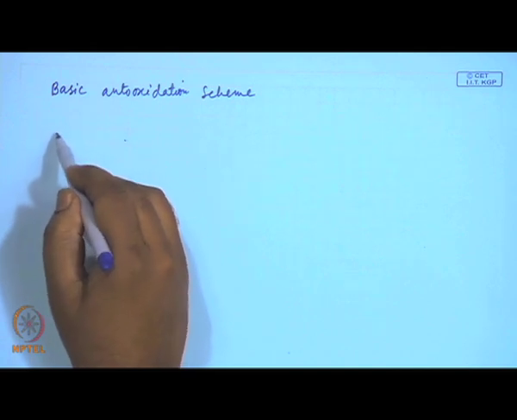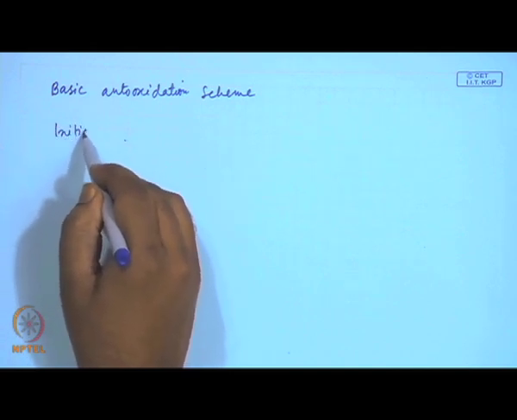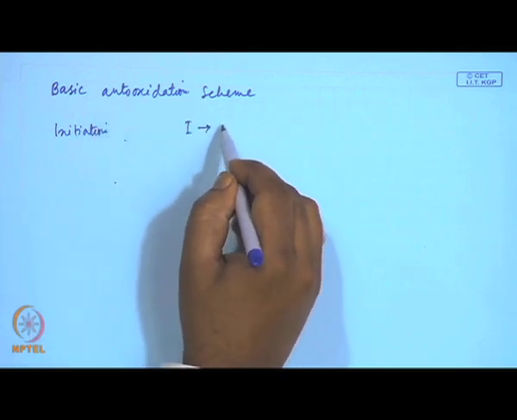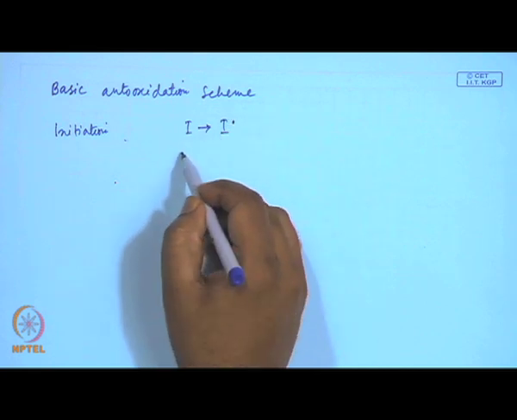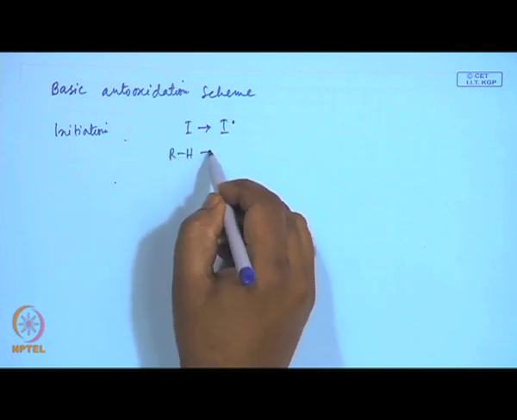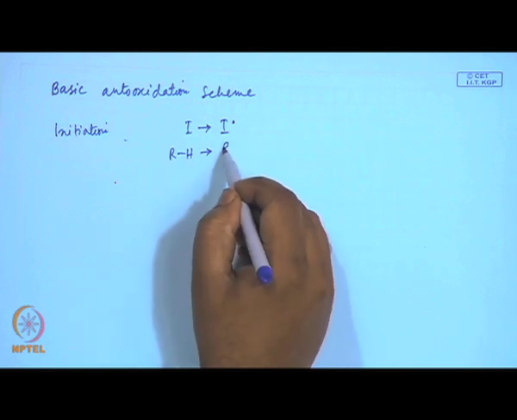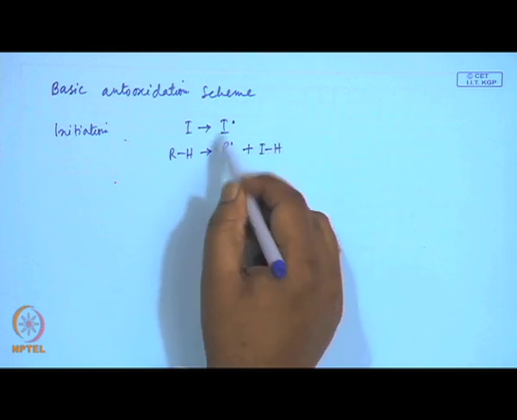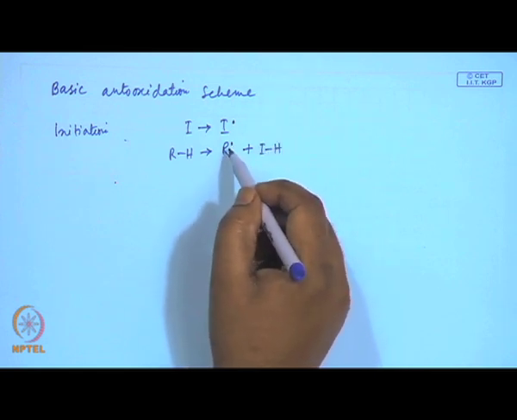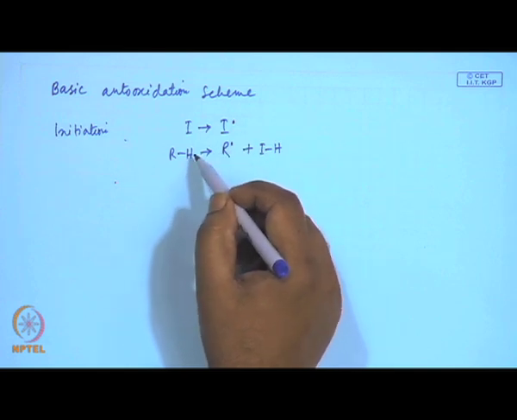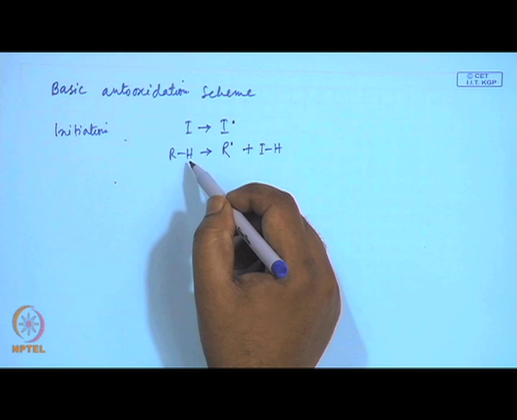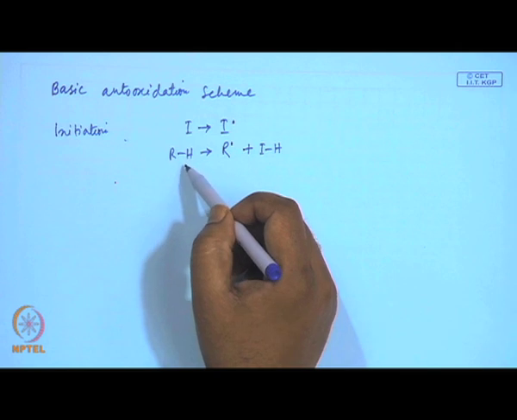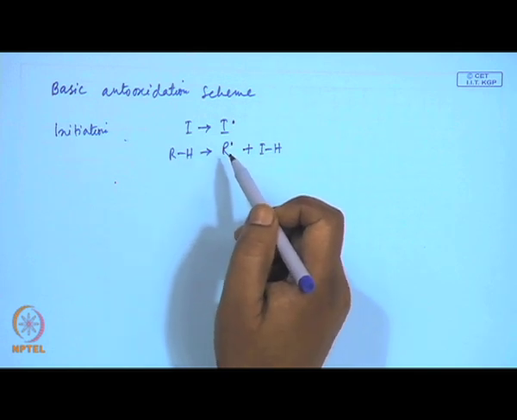Now, the first step is basically initiation. You have an initiator forming an initiator radical, which might abstract a hydrogen from the polymer backbone, forming a radical in the backbone. Now, this R dot can be produced by the homolytic cleavage of these C-H type bonds in the presence of heat from the polymer itself.